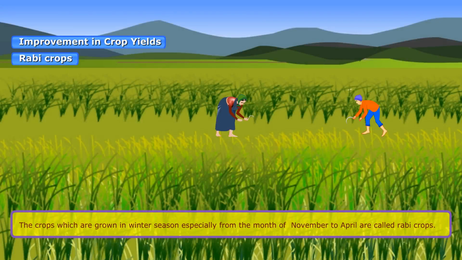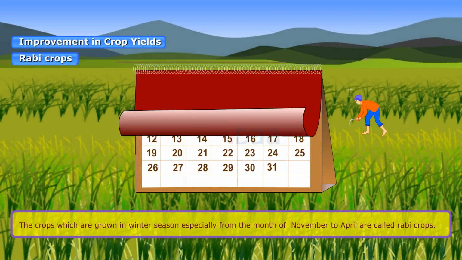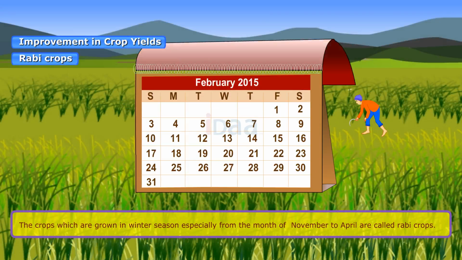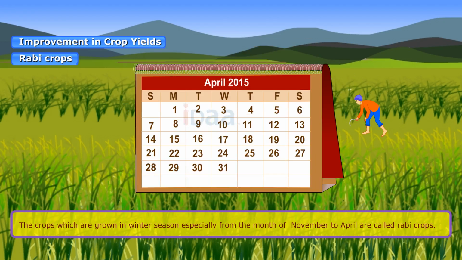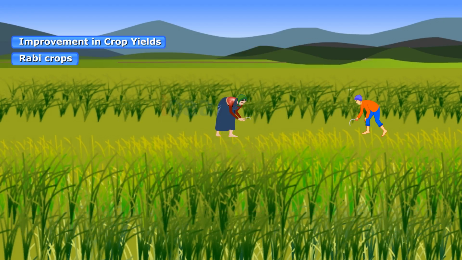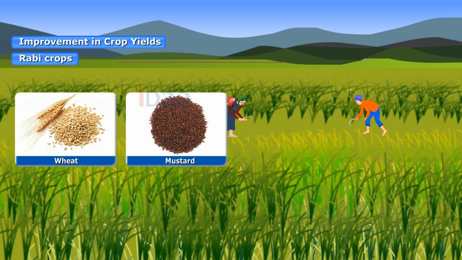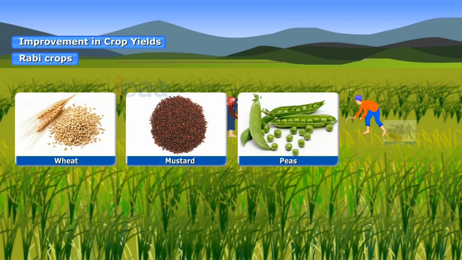Rabi crops. The crops which are grown in the winter season, especially from the month of November to April, are called Rabi crops. Example: wheat, mustard, peas, linseed.